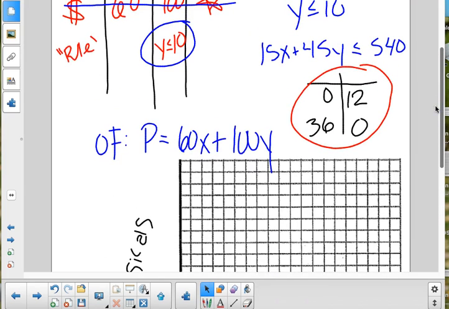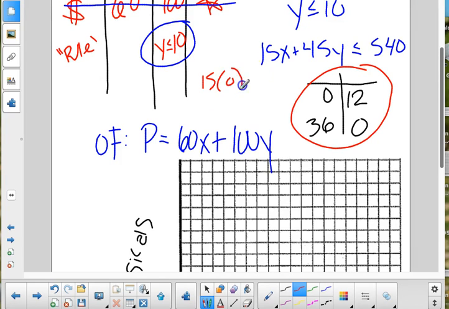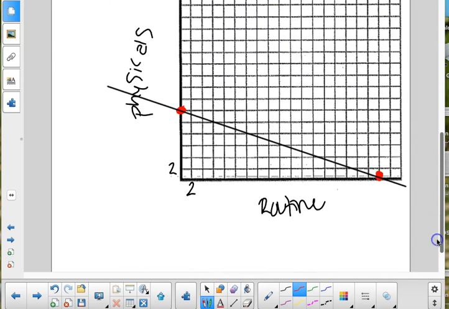When you do the shading, you plug a 0, 0 in for both of them. Is 0 plus 0 less than 540? Yeah, so will we shade above or below our line? Below. So there's our first line.